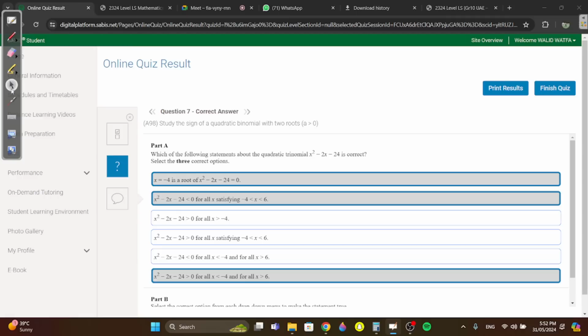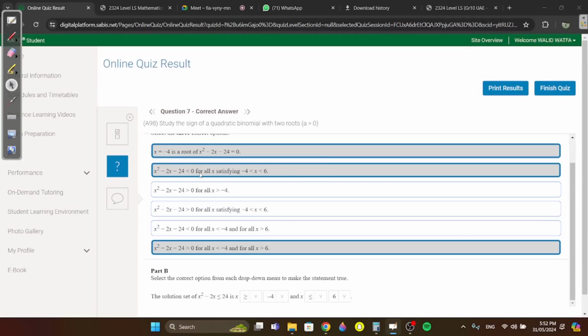Then I think part B is going to be the same thing. Yeah. Okay. Again, take it all to one side. So take the 24 to this side. It's going to become x squared minus 2x minus 24 less than or equal to 0. Okay. So it's our same equation.